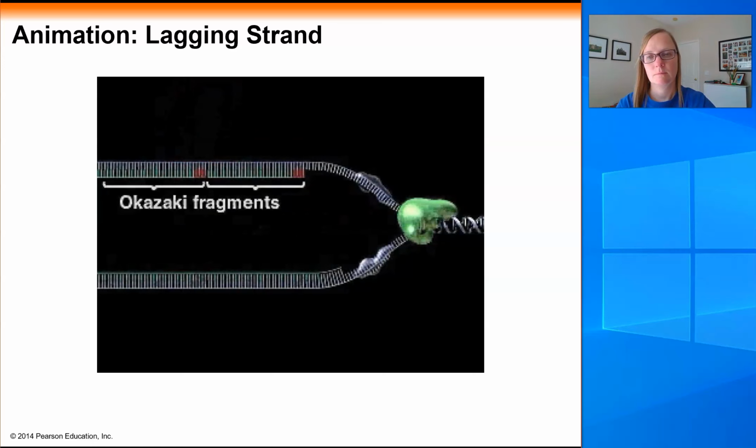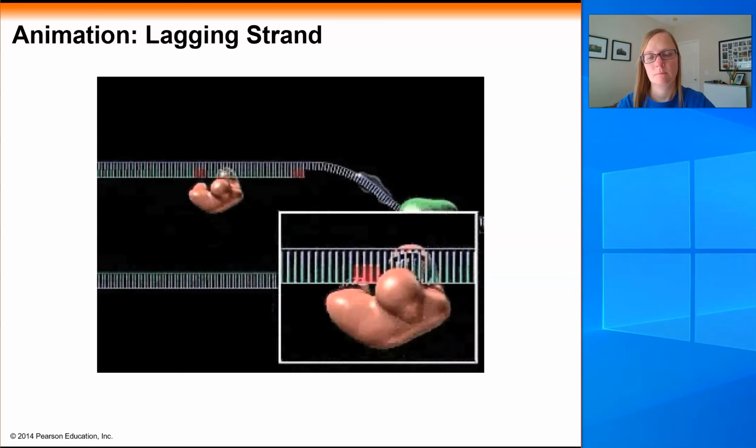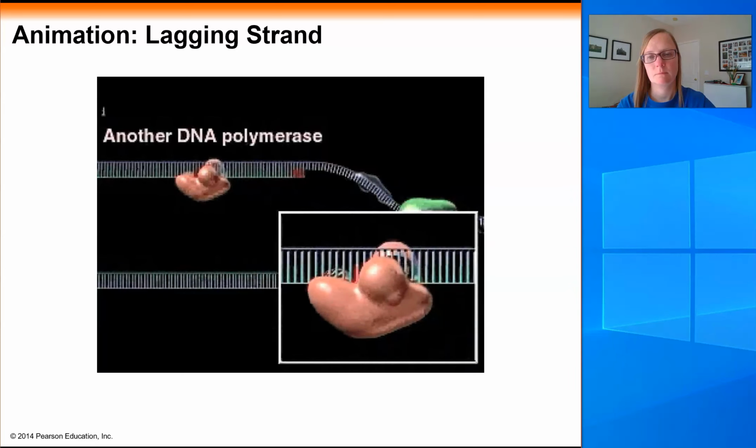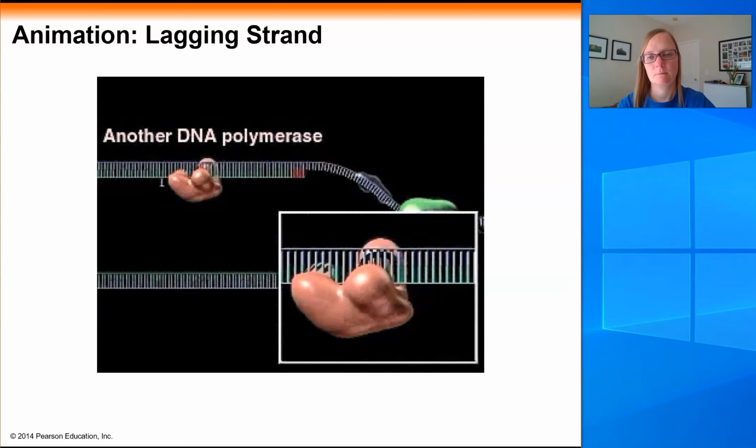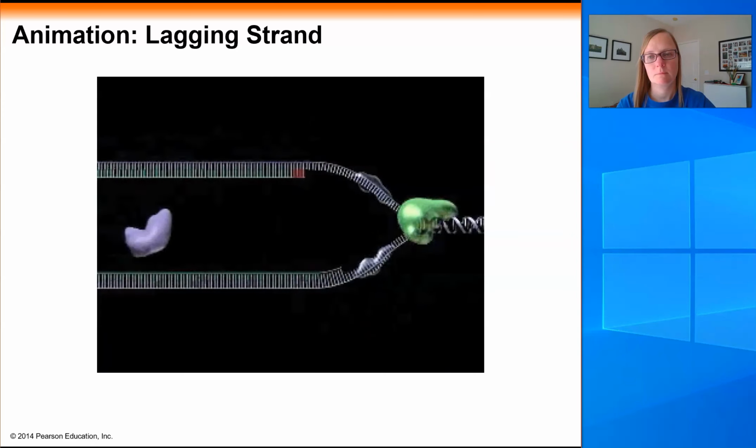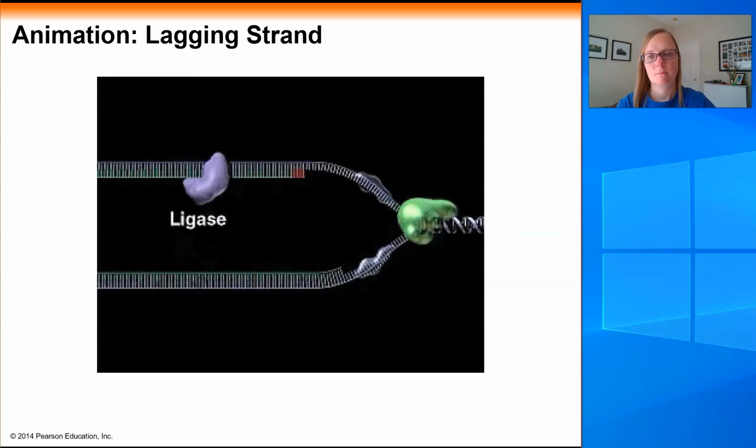After the fragments are made, another kind of DNA polymerase replaces each RNA primer with DNA. Next, the enzyme DNA ligase links the Okazaki fragments to form the lagging strand.